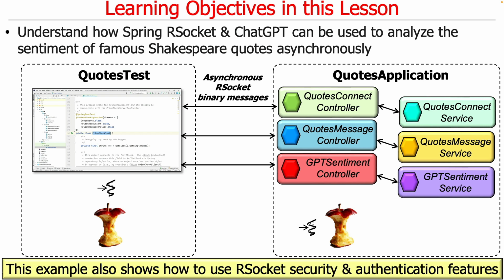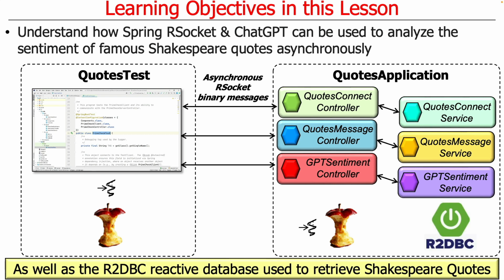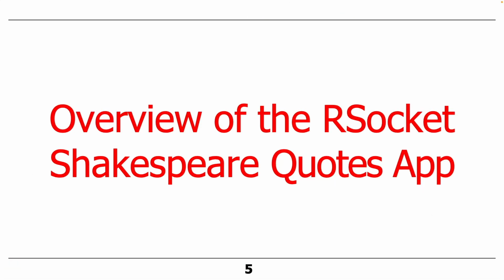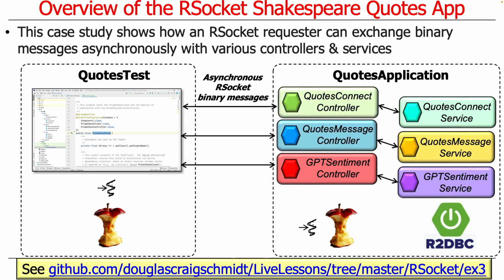So this example also shows how to use RSocket security and authentication. We're going to go through that very quickly because we've already covered that in previous lessons. And the thing that we haven't talked about in this context is using the reactive database to retrieve the Shakespeare quotes and also to use ChatGPT. So let's talk about this.